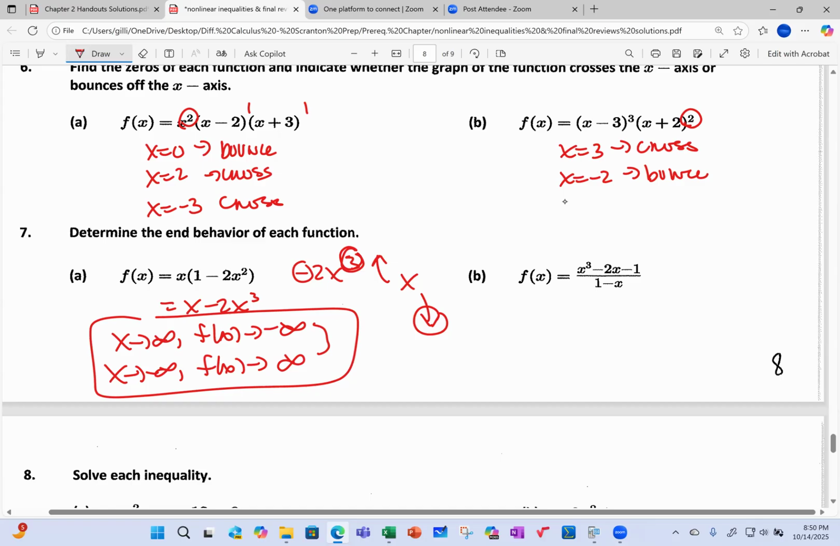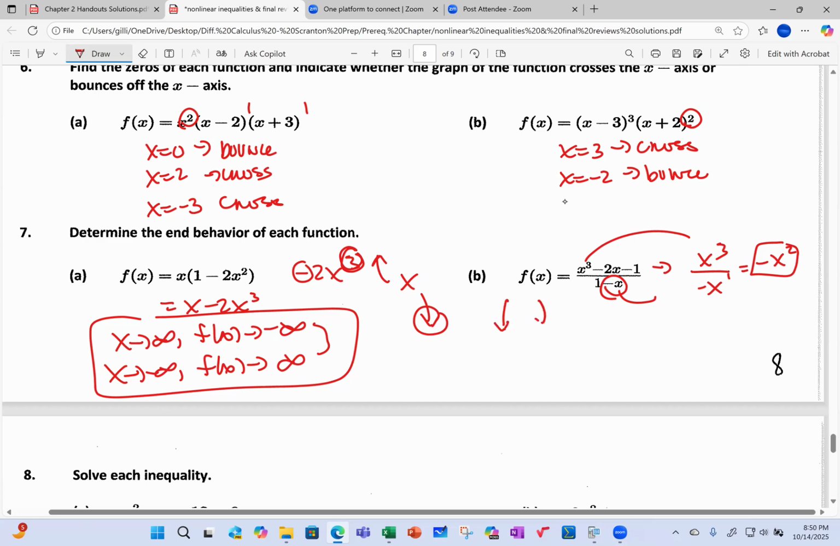Here, with the rational one, you have to take the highest exponent on top, which is x cubed, and divide it by the highest exponent in the bottom, which is -x to the first. But that will reduce to give you -x squared. So the end behavior will be like a -x squared.